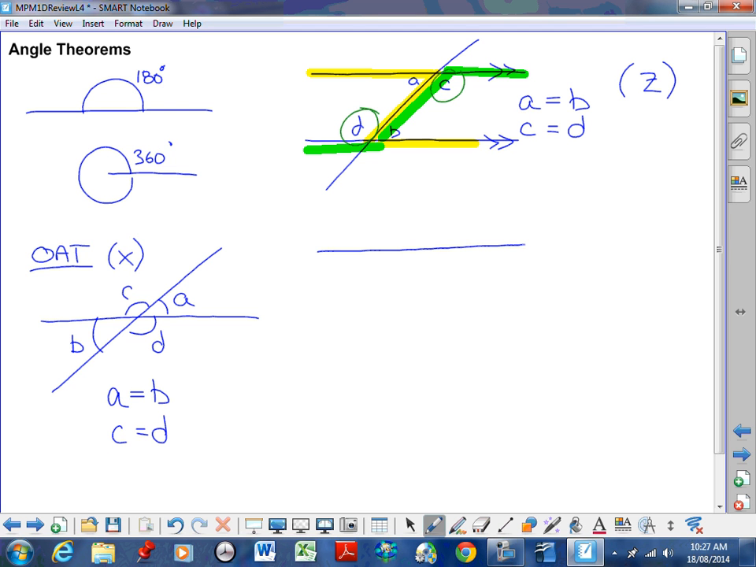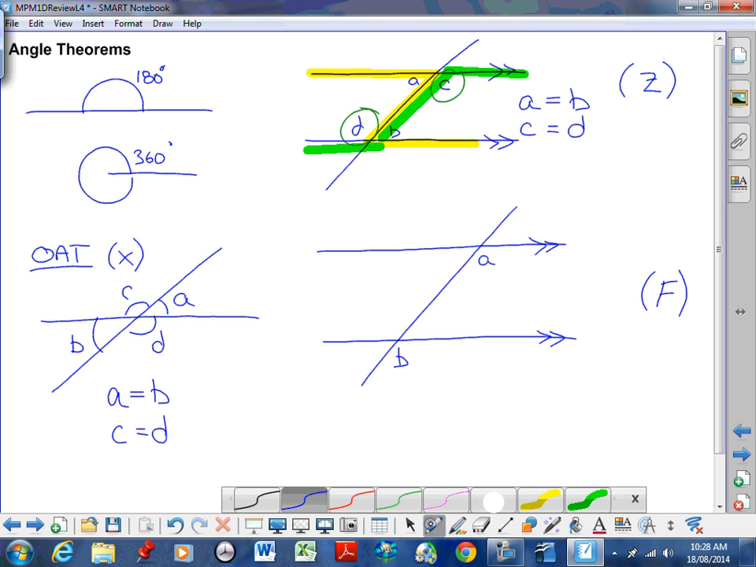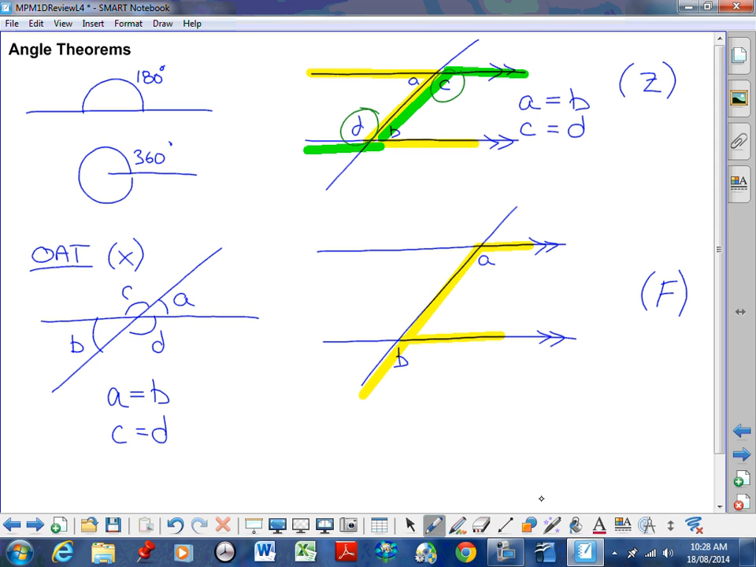Two parallel lines, an intersecting line, and we're going to look at angle A and angle B here. So this is what I call the F pattern. I'll use my highlighter again to show you where the F comes from. So here's the F. It's a fancy F because it's on an angle. The same rule applies. The F technically has two armpits. Your armpits always smell the same, so A is equal to B.